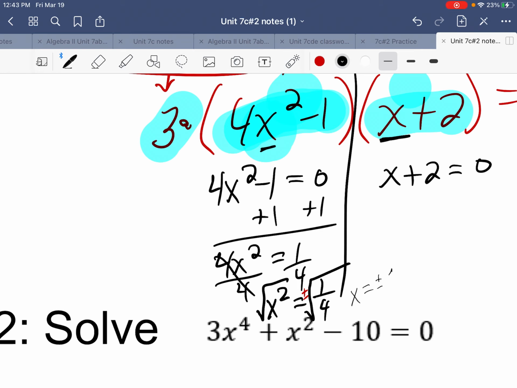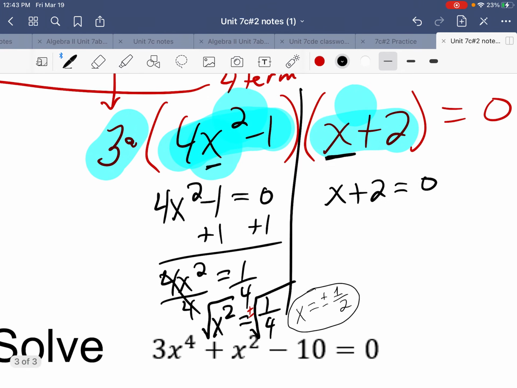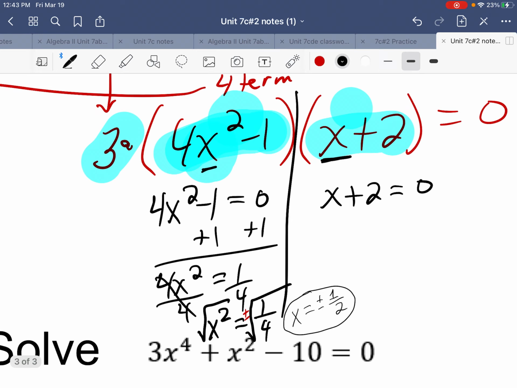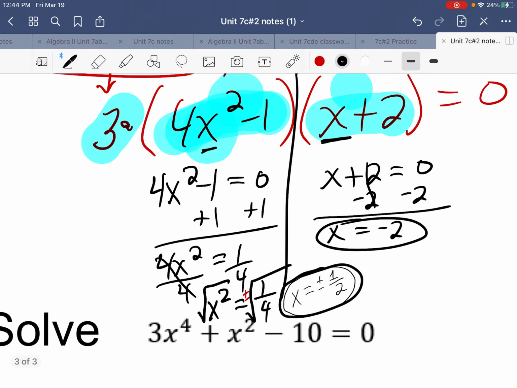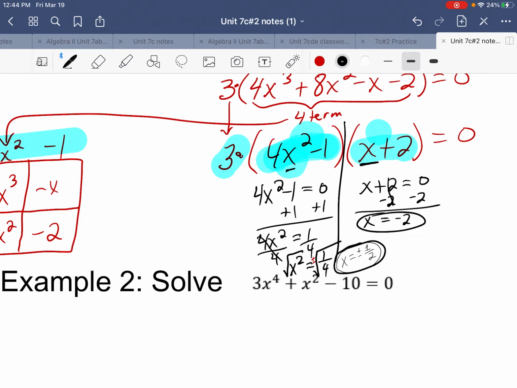Square root of 1 is 1. Square root of 4 is 2. So there are 2 solutions here, a positive 1/2 and a negative 1/2. And then our other factor, there's only going to be one solution here, which is -2. So we get positive 1/2, negative 1/2, and -2. And there are your 3 solutions to this problem.